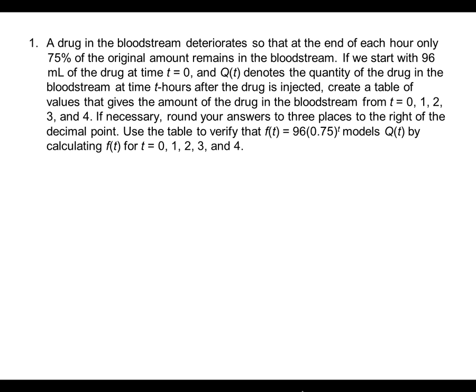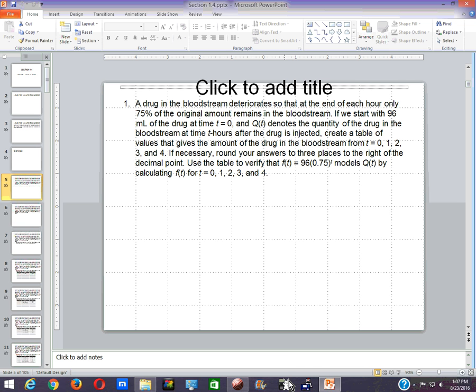Use a table to verify that f of t, which is given by 96 times 0.75 raised to the t power, models Q of t by calculating f of t for the values t equals 0, 1, 2, 3, and 4. So we're just going to see that the values in the table match when we plug in the values of t equals 0, 1, 2, 3, 4 into this function. Do they match? Since I have to make those calculations on the calculator, and we're going to have to do it several times, let's go ahead and enter that function into our calculator.